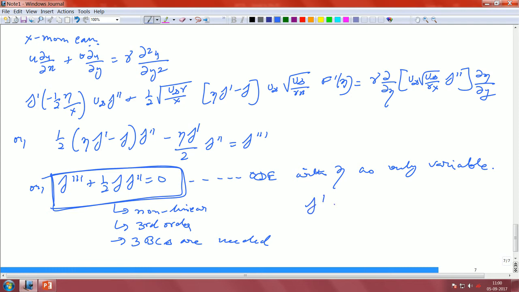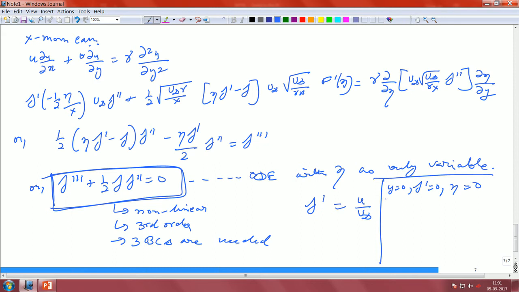Remember always f prime is u by u infinity. Okay, clear up to this particular portion. So, there are 3 boundary conditions which are needed. So, what are those 3 boundary conditions going to be? Let us write it down here. Okay, y equal to 0, f prime is equal to 0 because u is equal to 0, okay, and eta is equal to 0.